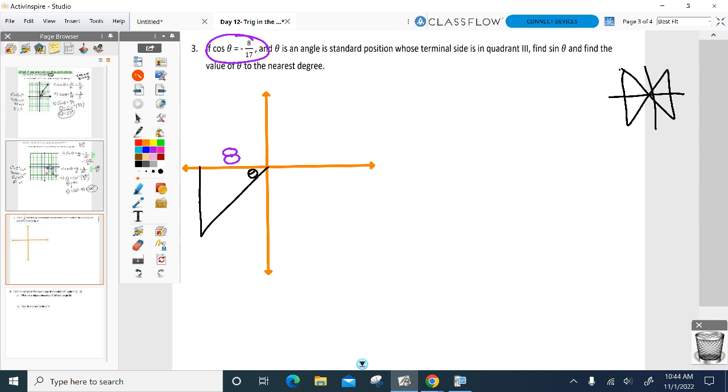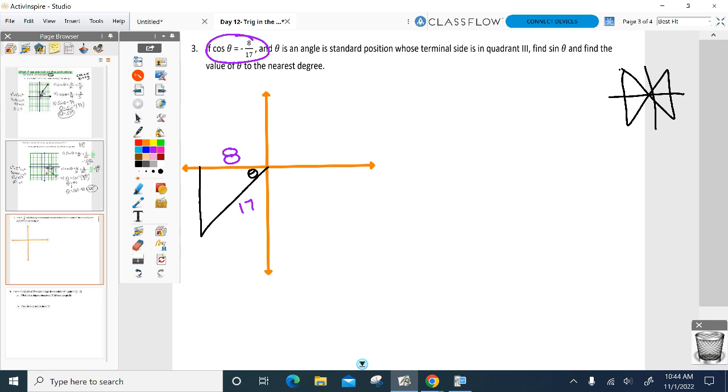And what's the 17 belong to then? Hypotenuse, 17. And again, why is it negative? What quad are you in? 3, and you're doing cosine, so it should be negative. Cosine's negative in the third.